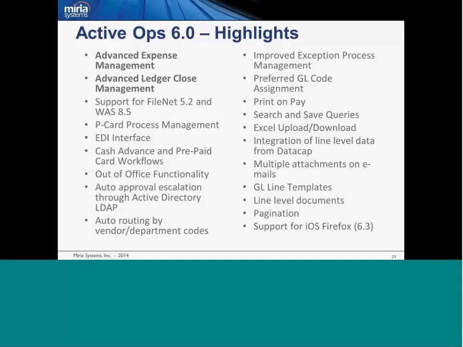We can also manage cash advance and prepaid card workflows. So if you have a remote location that is doing cash advance requests, that type of request goes through the same task management approval process in the same interface. We have out-of-office functionality for the approvers. If an approver is going to be unavailable, they can check a box and it'll get rerouted to whoever their designee is. Auto approval escalation through Active Directory.